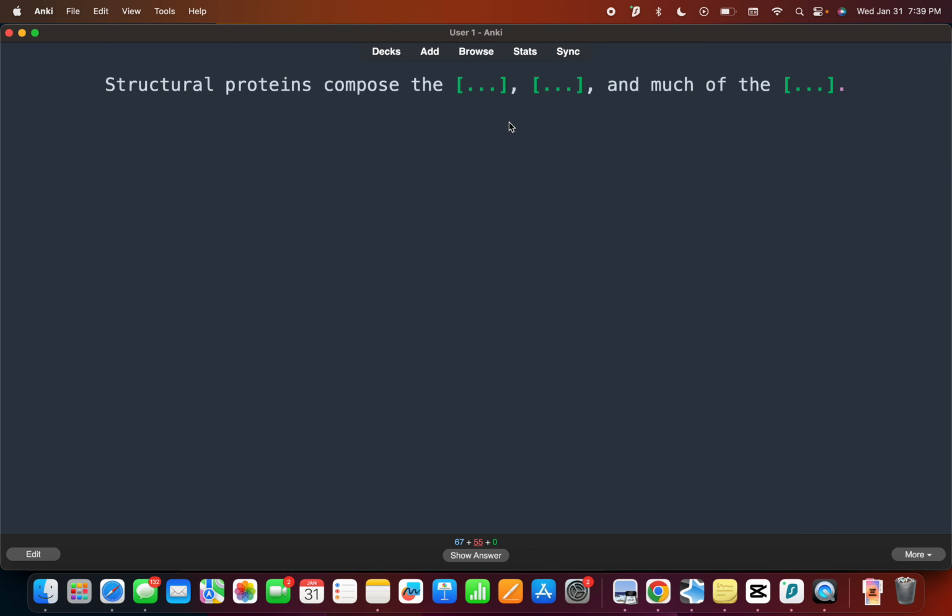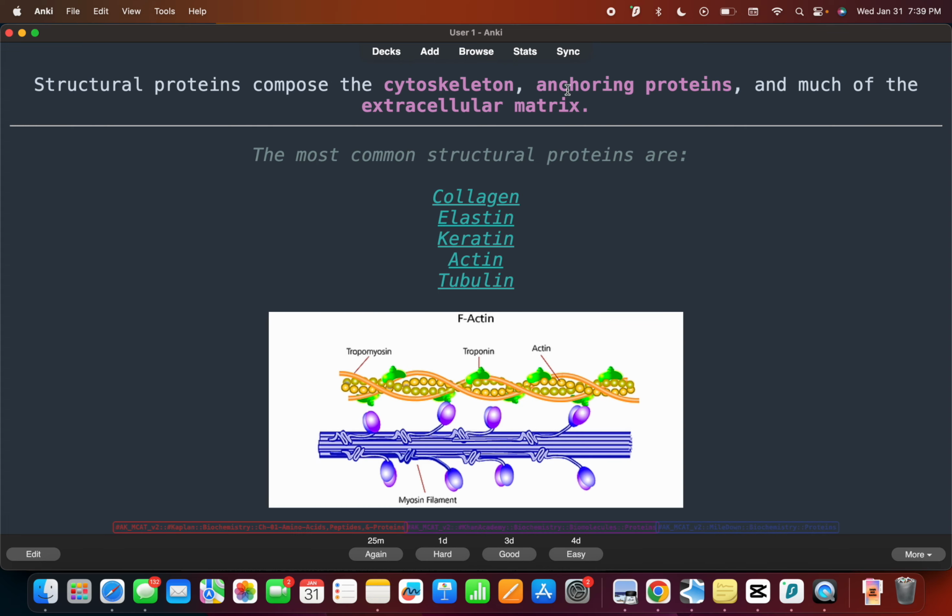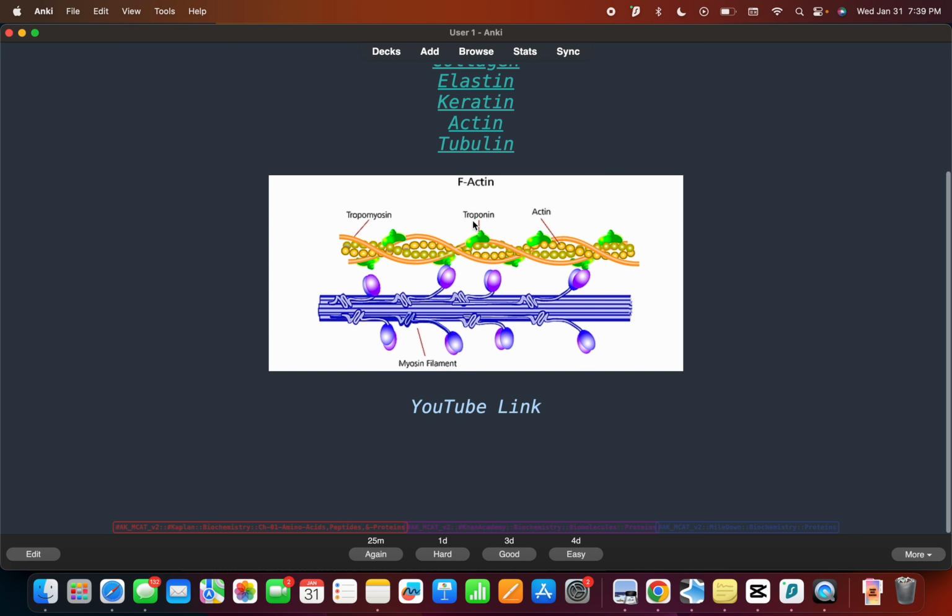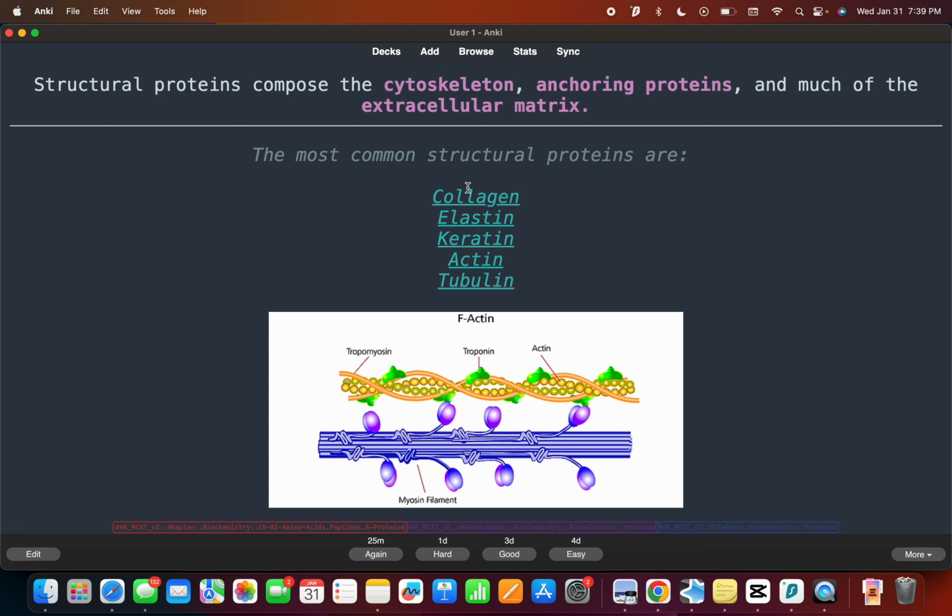Structural proteins compose these: actin, myosin, and so they compose actin, elastin, tubulin, collagen, keratin, cytoskeleton, anchoring proteins, and much of the extracellular matrix. Anchoring proteins, like these cross bridges for muscle, myosin filament. And then we have cytoskeleton inside the cell, and extracellular matrix, even outside the cell.